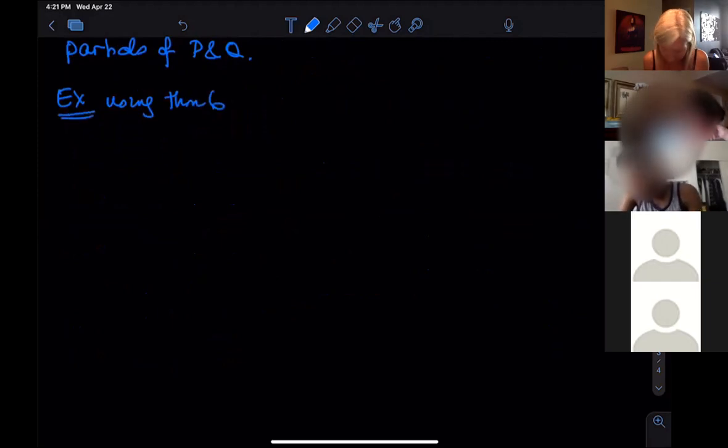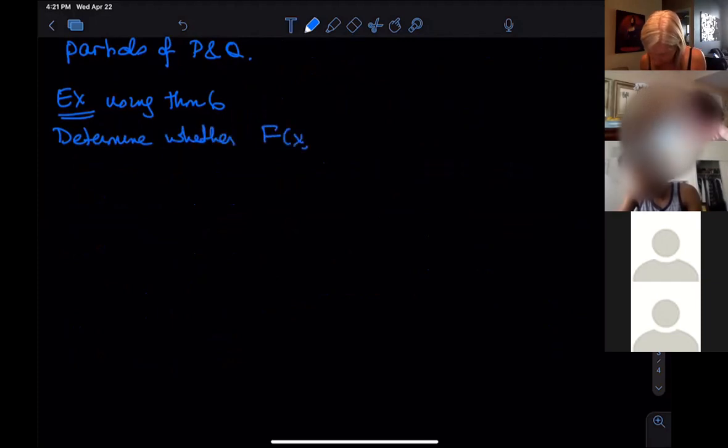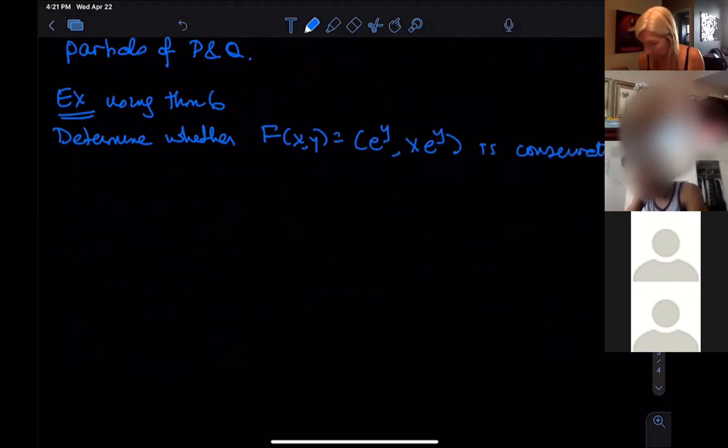But let's talk about using it in a quick example. You can see you don't really have to panic about D too much in the examples I'm going to give you. Let's say determine whether the vector field F of x, y equals e to the y, x e to the y is conservative. We have a lot of ways we can do that. What are some options? I said using Theorem 6, so I guess Theorem 6 is an option. Could we use the equivalence theorem? Yes. Well, let's think about the equivalence theorem.